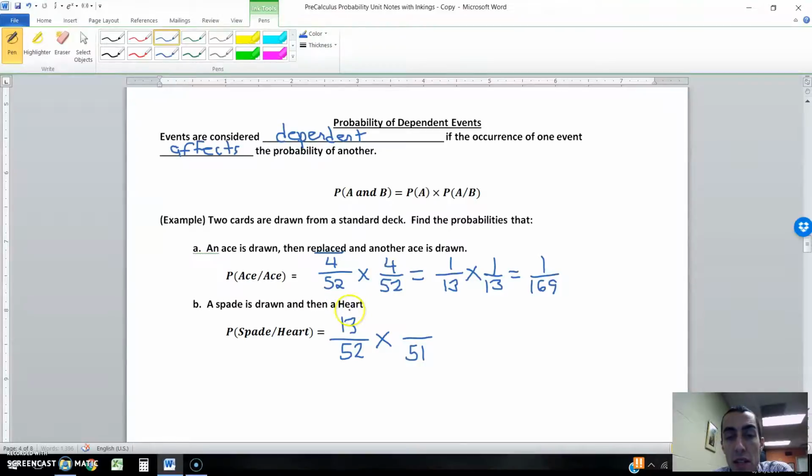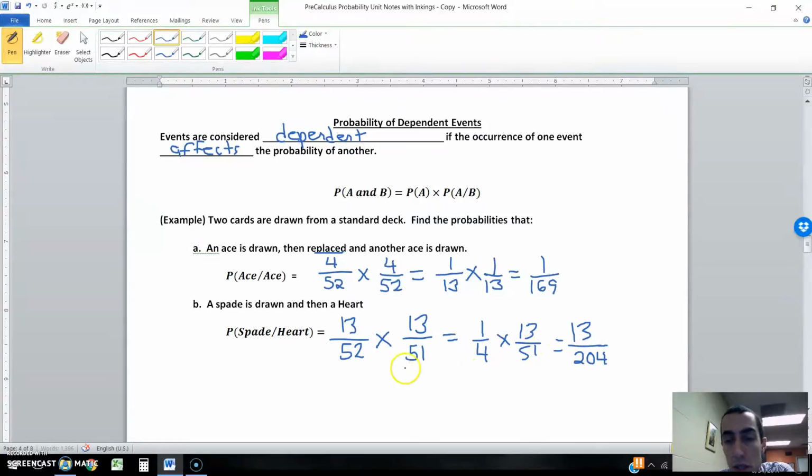And then the probability of drawing a heart: there are 13 hearts in those 51 cards, so that number would still be 13. Now, before multiplying, I'm going to change this 13 over 52 to 1/4, and then multiply, and so that gives us 13 over 204.